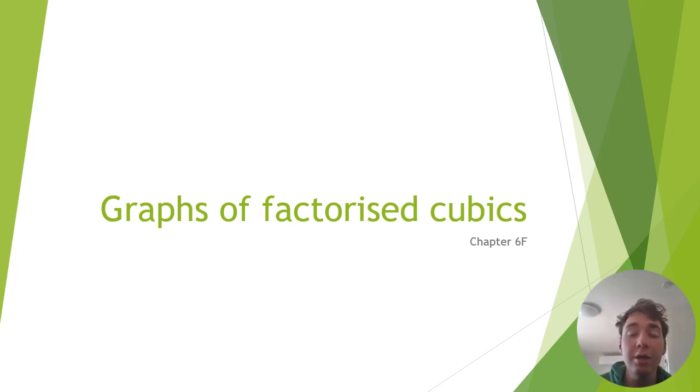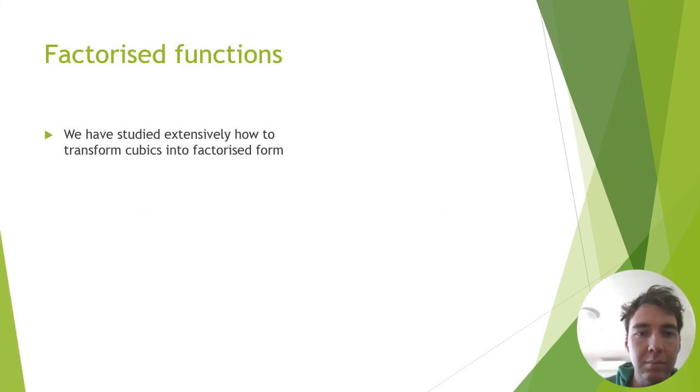Today we're going to be looking at graphs of factorized cubics, which is chapter 6F, and we'll also look at chapter 6G, which is inequalities with cubics. These two are pretty related, so I think we'll be good to get through them in one single lesson. Let's get into it. Okay, so we've looked a lot at how to turn our cubics into factorized form.